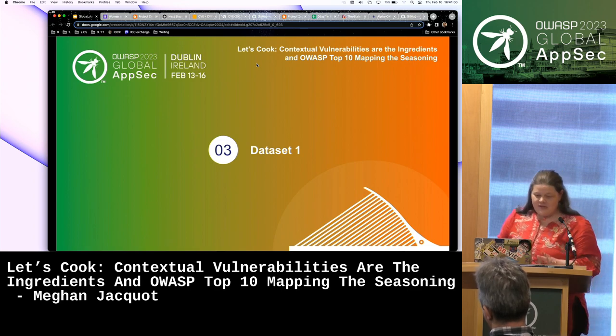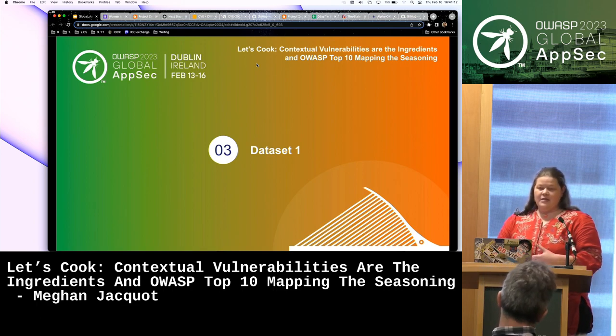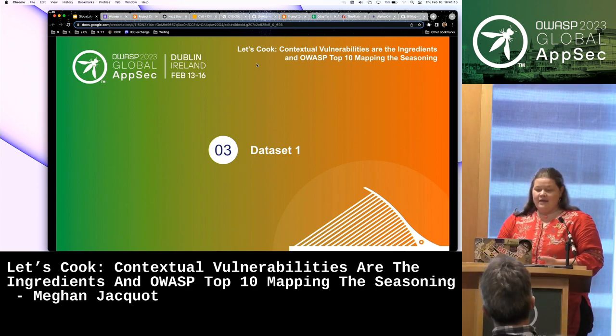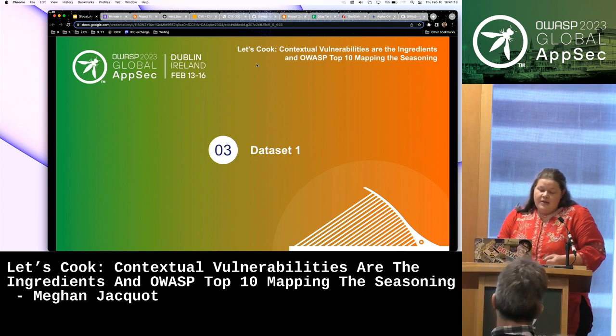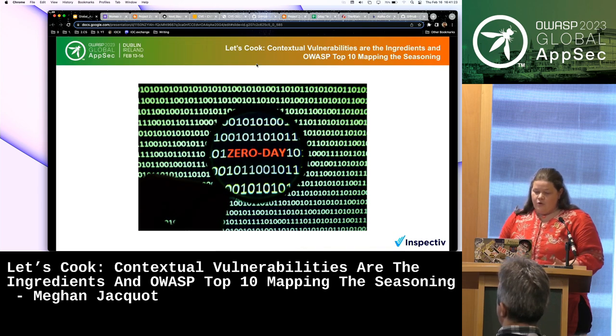Okay, so that was our fast overview. Now we're going to get into our first data set. So this first data set is an open source data set. It's published every year. They've been doing this since 2015, and it is about 0 days or O days from Google Project Zero. And so their threat analysis group works on publishing out a report every year. It usually comes out in Q2 around April.